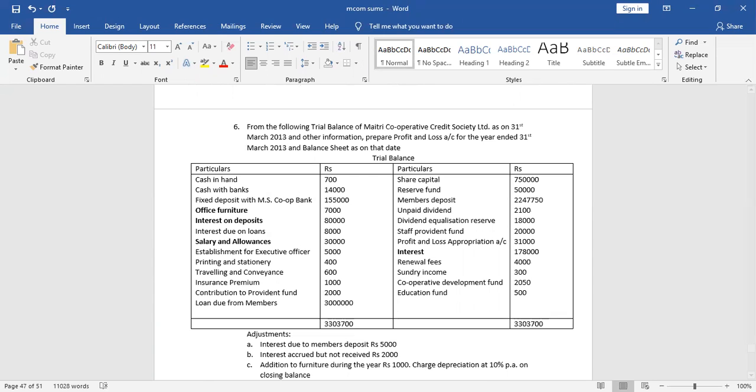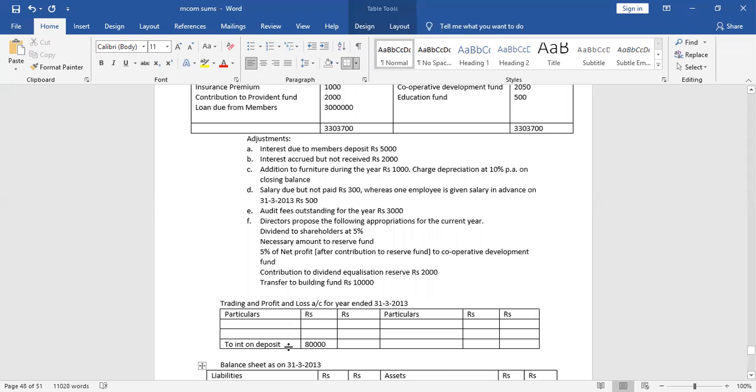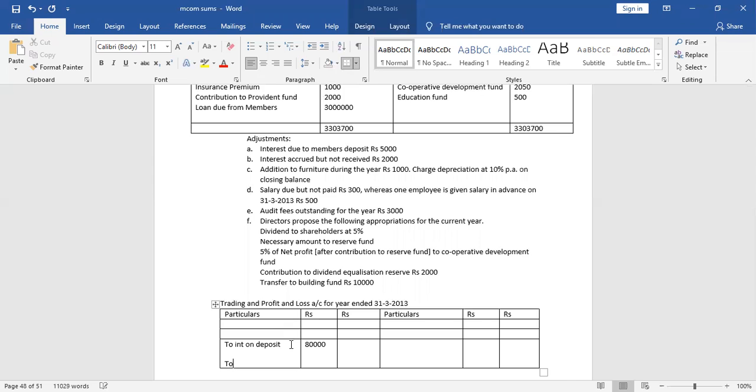Then what we have? Then we have salary and allowances. That is an adjustment, 30,000. So here also there is an adjustment to salary and allowances, 30,000.